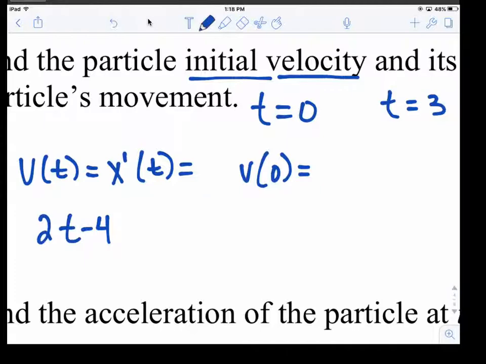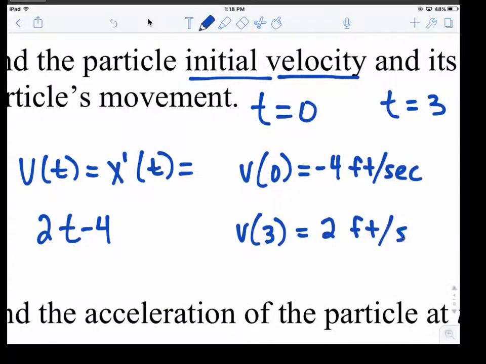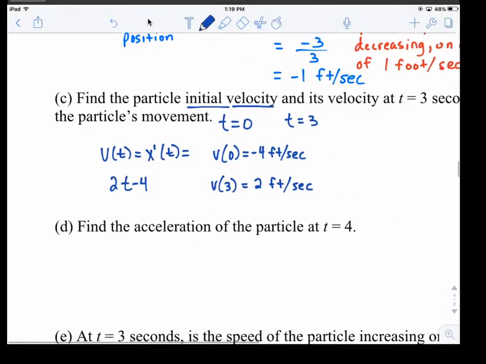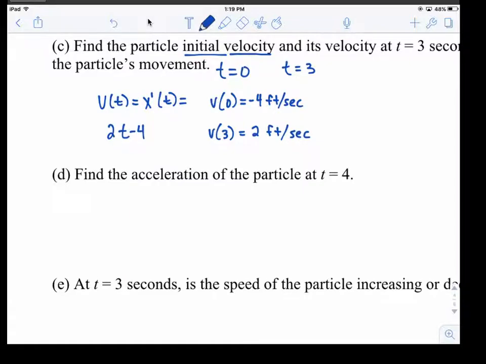All right. So what's v of 0? Negative 4. Okay. And then what is v of 3? Okay, good. So since at 0 your velocity is negative, that means that your position is decreasing. And then at 3, your position is increasing because your velocity is positive. So that's just connecting the two together. All right, acceleration of the particle at t equals 4.